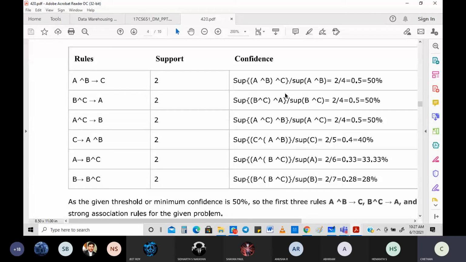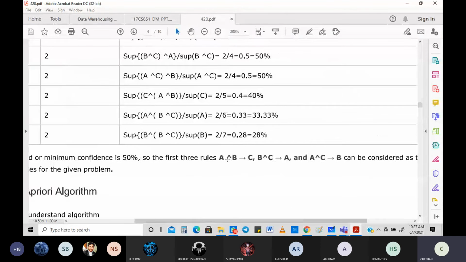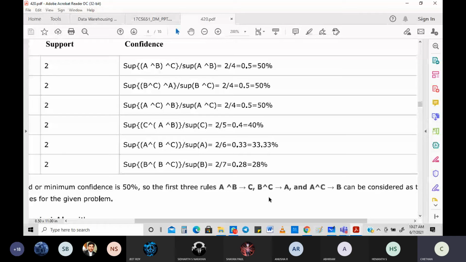Okay, the confidence level of 50% basically means these three, A and B with C. What this means is that you keep A and B along with C together, or you keep B and C along with A together, or you keep A and C along with B together, which basically means you keep A, B, C together.